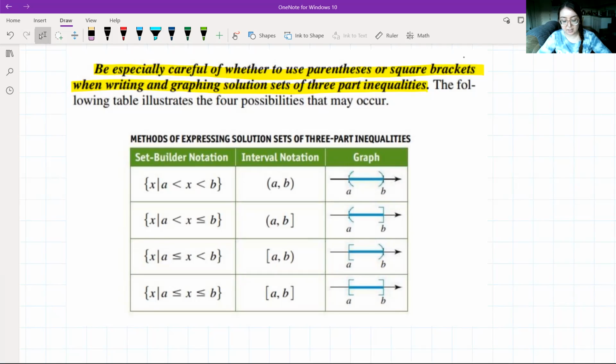Then if we have a is less than or equal to x, which is less than b, we now want to give that square bracket to a since a is included, but b is going to have a parenthesis since b is not included. And we see this reflected in our graph as well. Then lastly, if we have a is less than or equal to x, which is less than or equal to b, then we have the interval from a to b with our square brackets. So we're including a and b, and once again, we see this reflected in our graph.